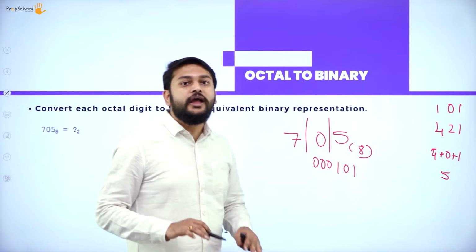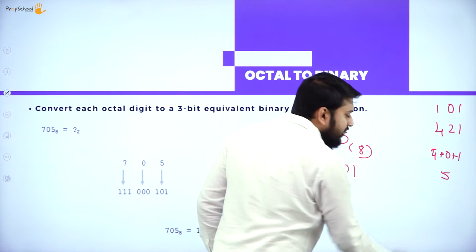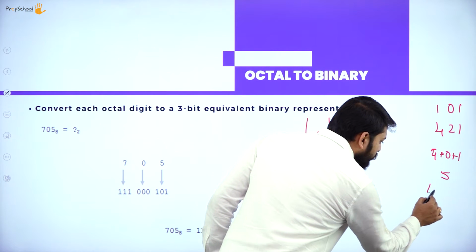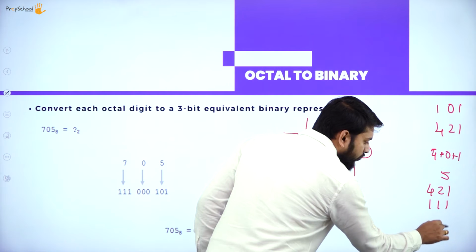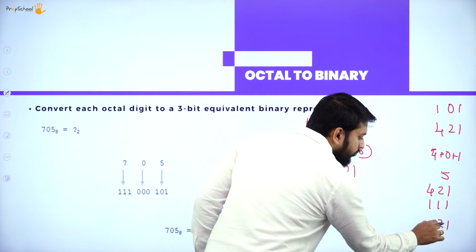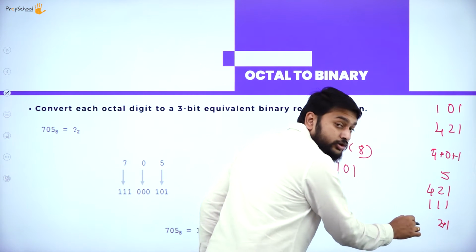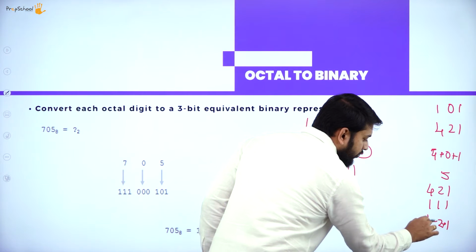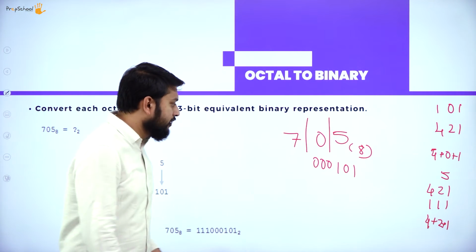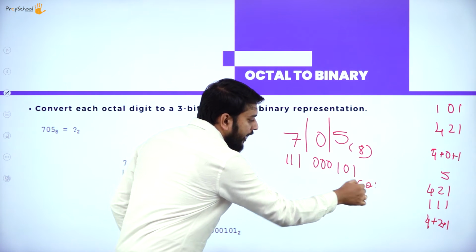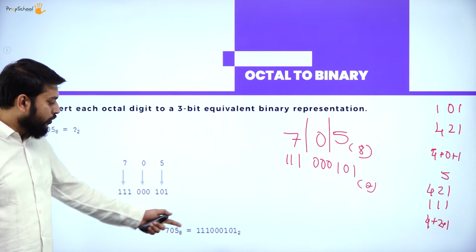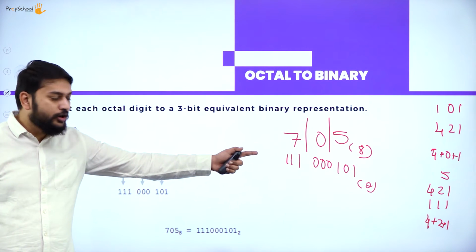What is the next one I have? I have 7. How do I convert 7? Using the 4 2 1 code. So 1, 1, 1. 1 into 1 is 1. 1 into 2 is 2. Plus 4 into 1, so write 4. So 4 plus 2 plus 1 is 7. So I will write 1, 1, 1. So guys, this is your binary. This is what you have got.